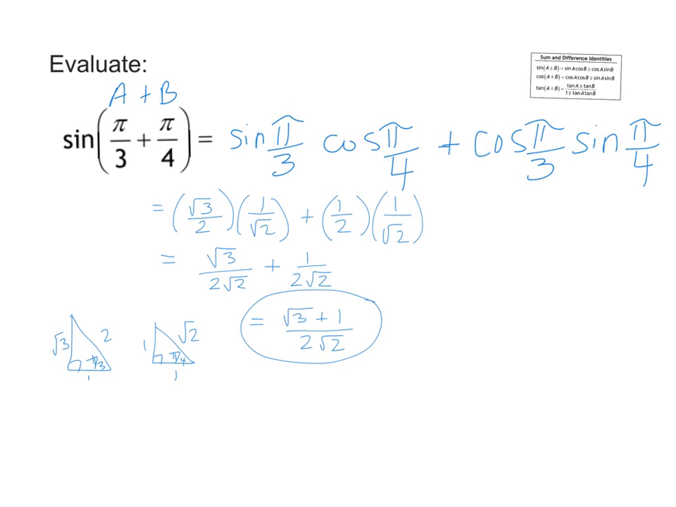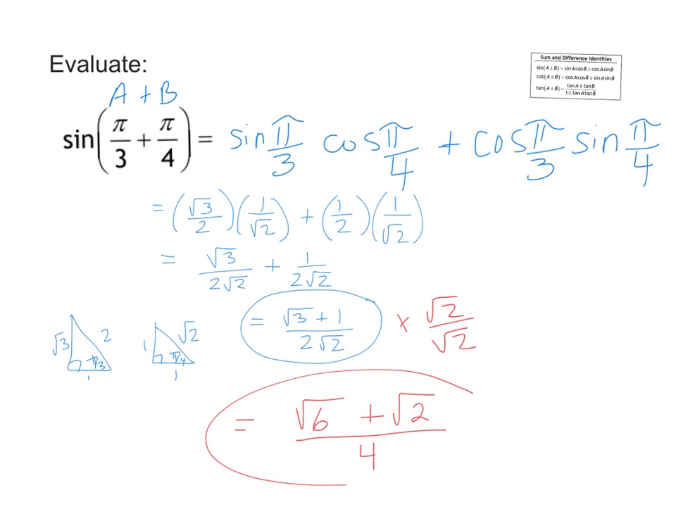To rationalize that answer, root 3 plus 1 over 2 root 2, we need to multiply by root 2 over root 2. So times root 2 over root 2. And we'll end up with root 6 plus root 2 over 4. And that's actually the fully simplified form of that answer.